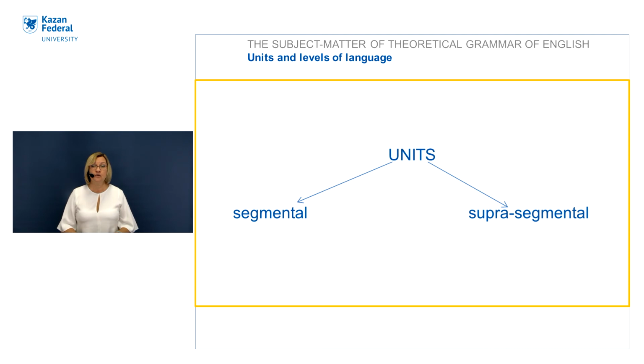Let us turn to the units and levels of language. They can be segmental and suprasegmental. Segmental units consist of phonemes. They form phonemic strings of various status: morphemes, words, etc. Suprasegmental units do not exist by themselves. They are realized together with segmental units, for example, intonations, accents, word order, etc.